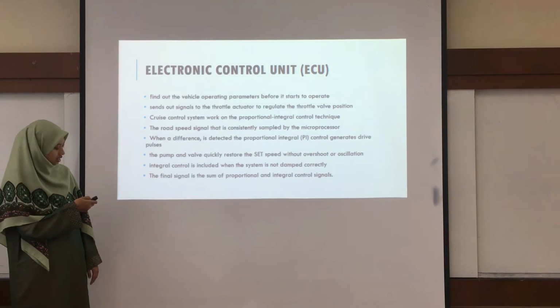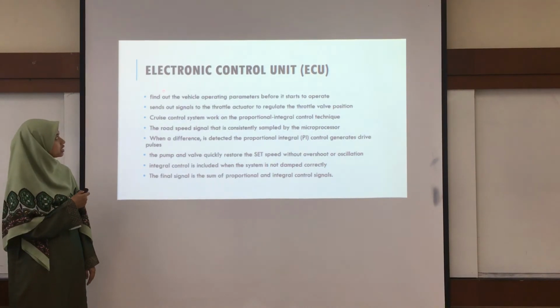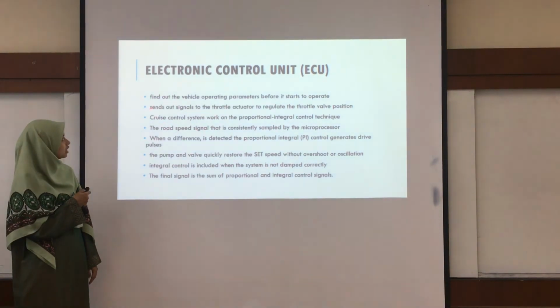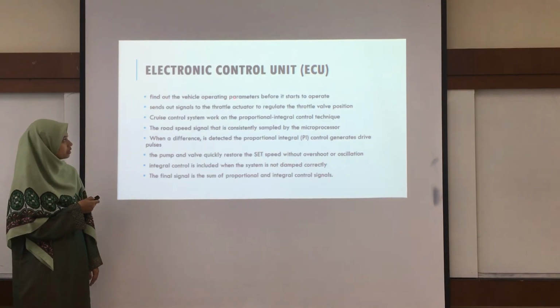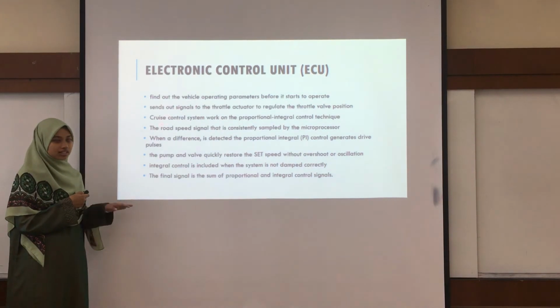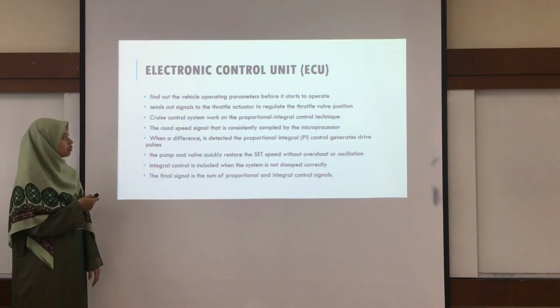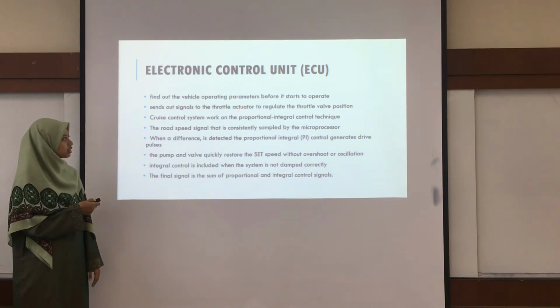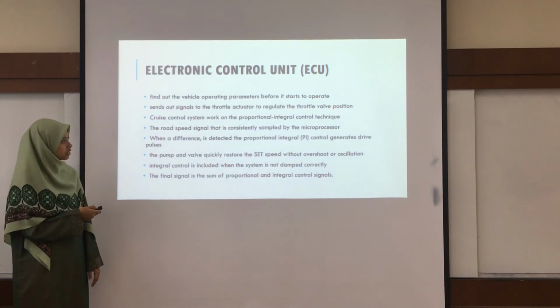Next, the second system operation is the electronic control unit (ECU), which is the main control unit. What it does is it finds out the vehicle operating parameters before it starts to operate, because this is an automated system, so it needs to find the parameters first and then sends out signals to the throttle actuator to regulate the throttle valve position. Cruise control system works on the proportional integral control technique.